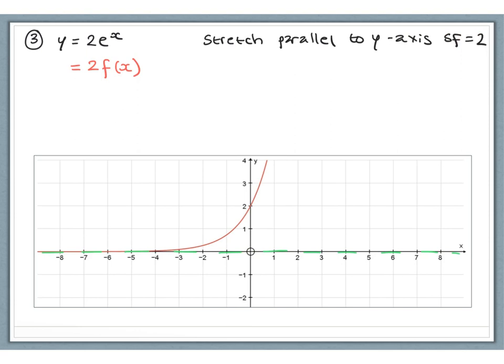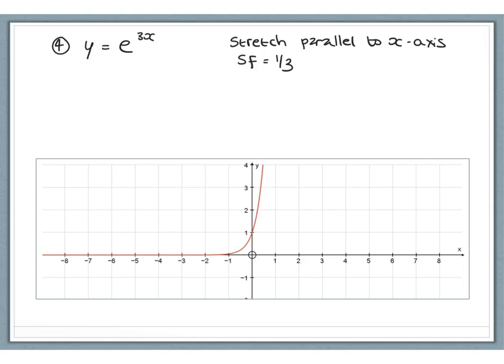Question number 3, y equals 2e to the x, also written as 2f of x. This is a stretch parallel to the y-axis with a scale factor of 2, and we can see that the y-intercept is no longer 0, 1, it's 0, 2. Remember, in a y-stretch, the x-coordinates stay the same, but the y-coordinates multiply by the scale factor, which in this case is 2. Because the graph has not performed any vertical shifting, the asymptote stays where it is at y equals 0.